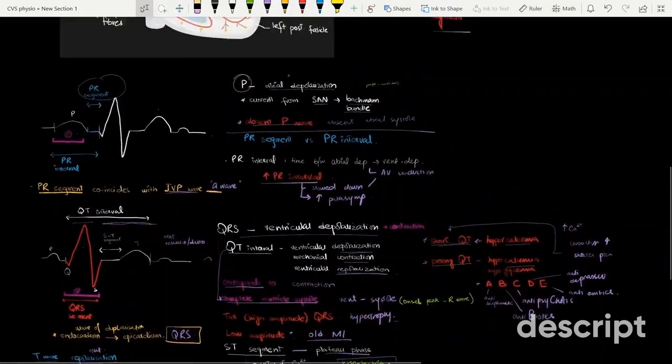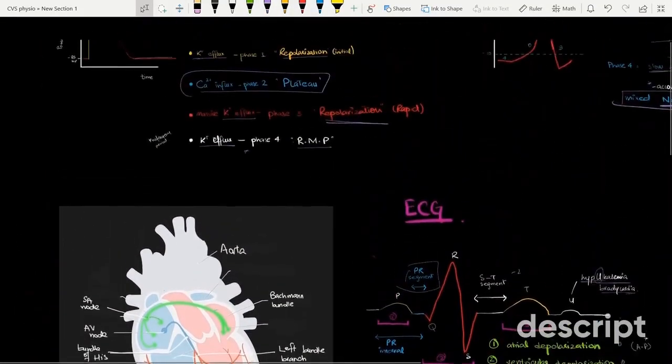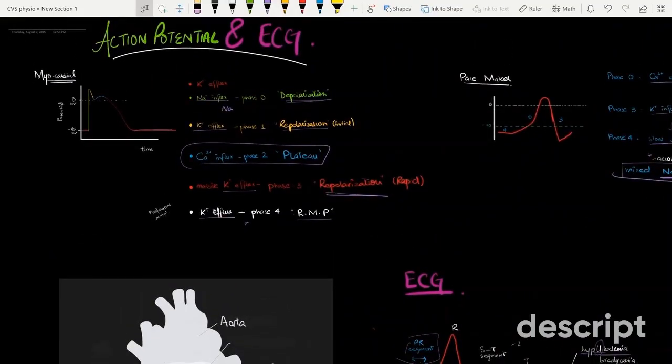Alright, so that's a wrap on part 1 of mastering ECG. We have linked action potential with ECG waves to build a solid base. In part 2, we will learn how to decode ECG based on the pathology.